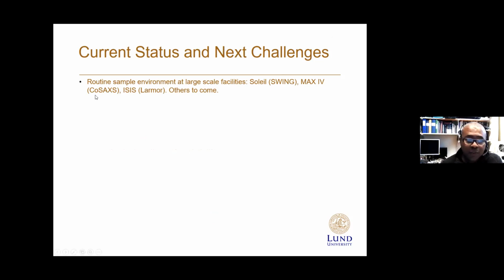At Max4 and the COSAX, when the instrument is up and running, we will also have this particular instrument available for users. And in parallel, we did that for the neutron. So now at ISIS, at the Larmor beamline, you also have the NURF available when applying for beam time. And others to come include the ILL and the FRM2 for the neutron sources.